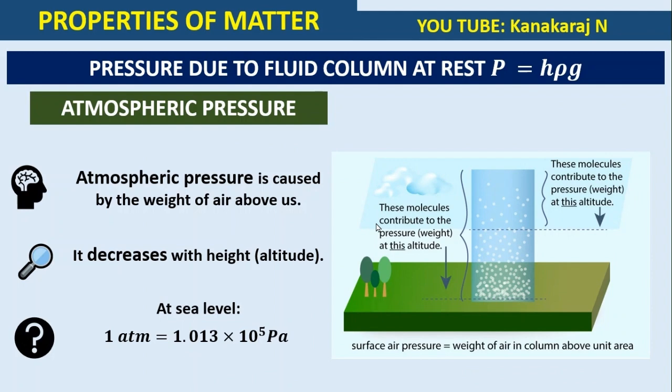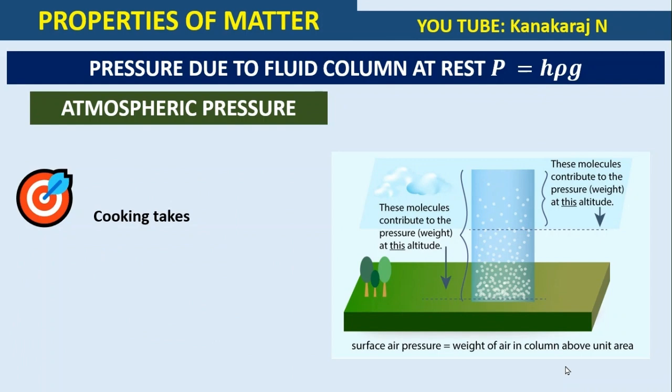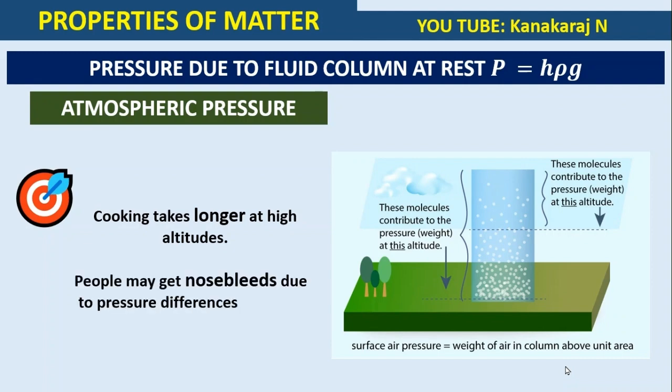1 atmospheric pressure equals 1.013 multiplied by 10 to the power 5 Pascal. This is at sea level. Cooking takes longer at high altitude because of low atmospheric pressure. People may get nosebleeds due to the pressure difference between the body and air.